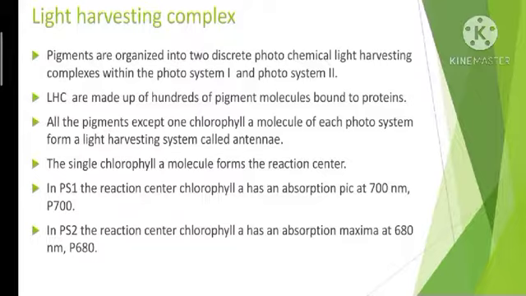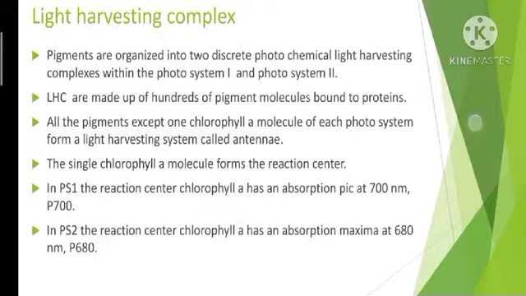These are the functional units for photosynthesis which contain particular pigment organization, and their function is to harvest light energy or absorb light energy for photosynthesis. Within photosystem 1 and 2, the pigment molecules are organized into two discrete photochemical light harvesting complexes. So all the pigments present in photosystem 1 and photosystem 2 will form separate light harvesting complexes.